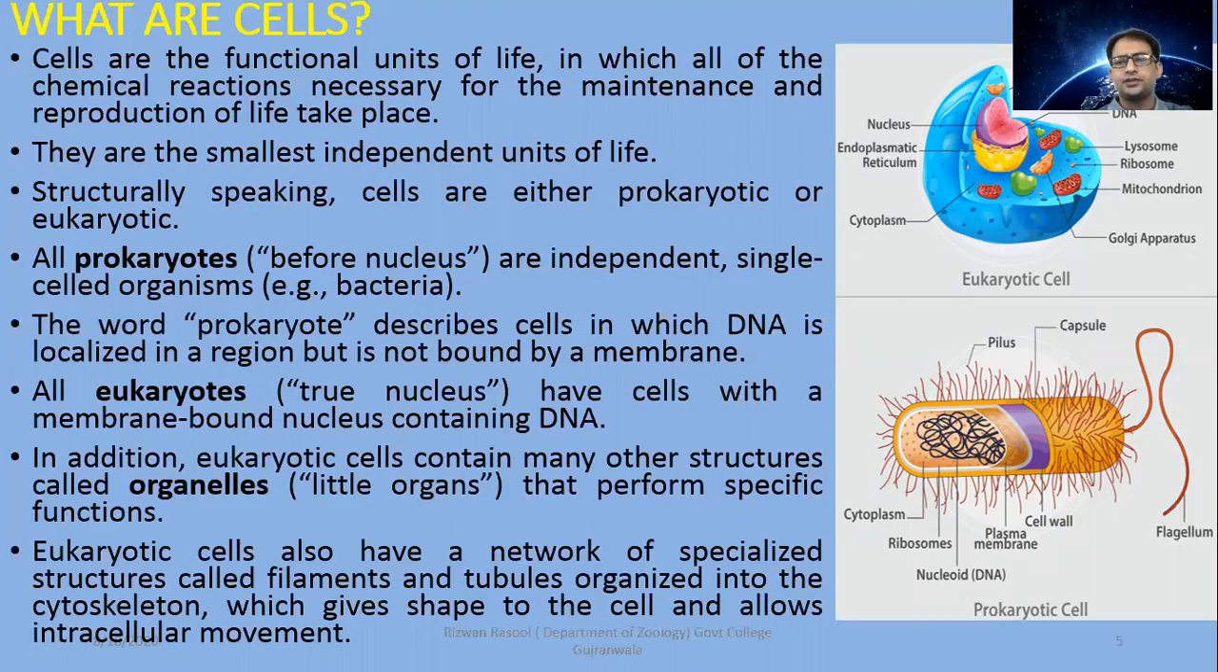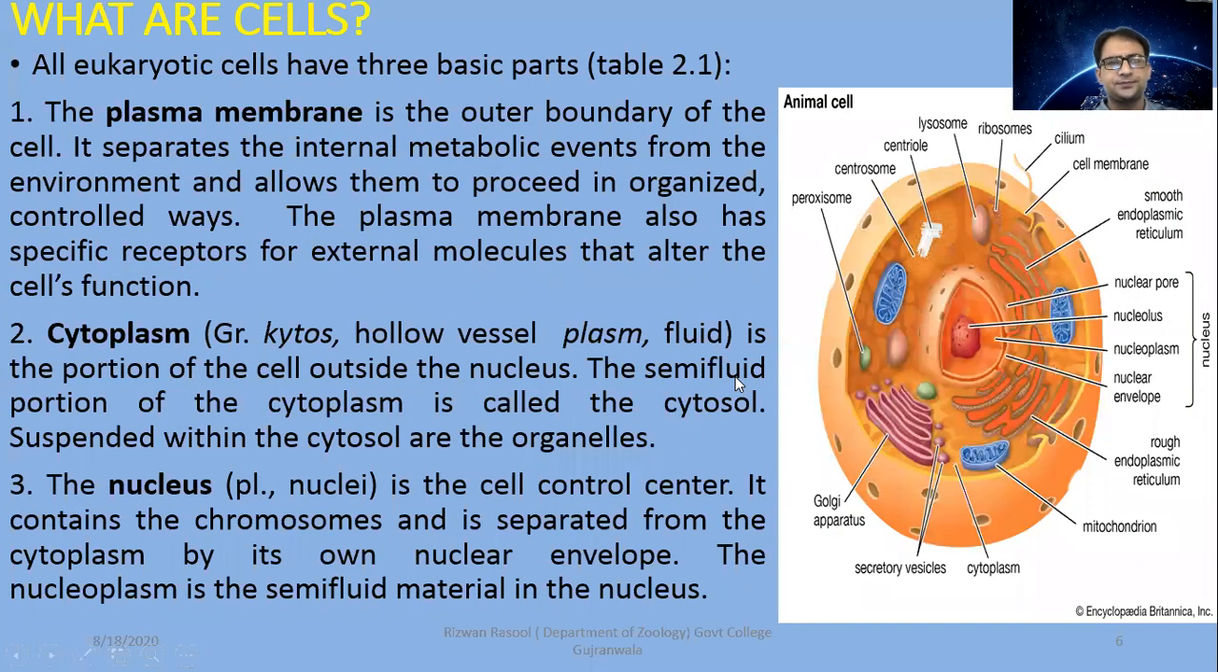The other group, eukaryotes, have a cell with a membrane-bounded nucleus, and their nuclear material, the DNA, is covered and surrounded by the nuclear envelope. There are various other differences which will be discussed in the upcoming portions.